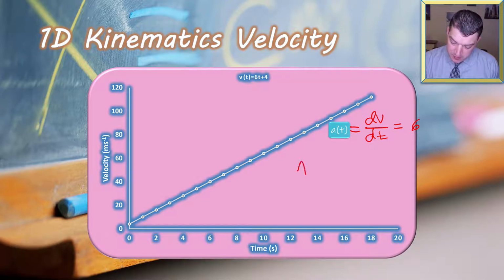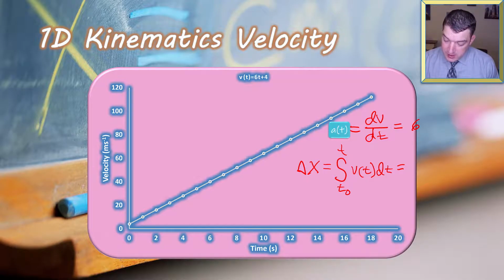The displacement, which is the integral between our initial time and some time later of our velocity time function with respect to time. The integral of 6t, where 6 is a constant, so we have 6 times the integral of t, which you can either do by memorizing it or with the power rule, they're both the same thing. So I need the derivative to be t, so it's t squared divided by 2, plus 4, which is a constant, so 4 times t.